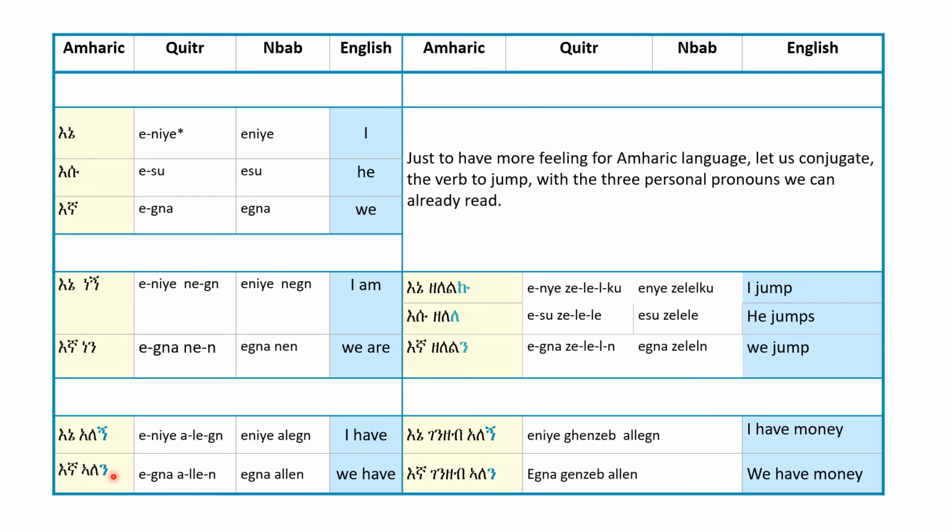እኛ አለን። Just to have more feeling for Amharic language, let us conjugate the verb to jump with the 3 personal pronouns we can already read.